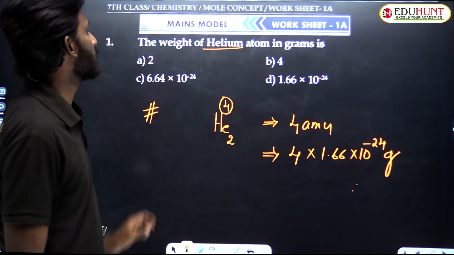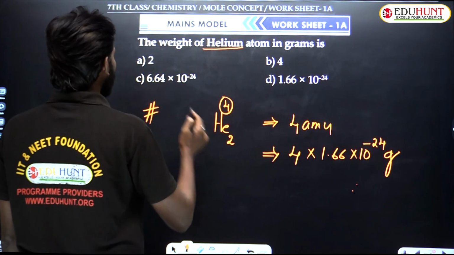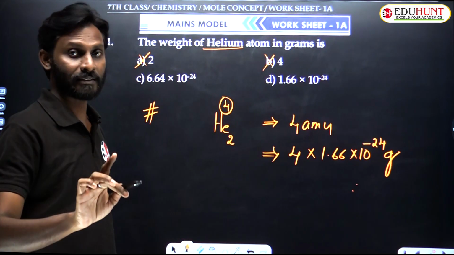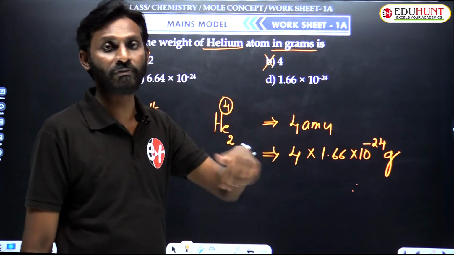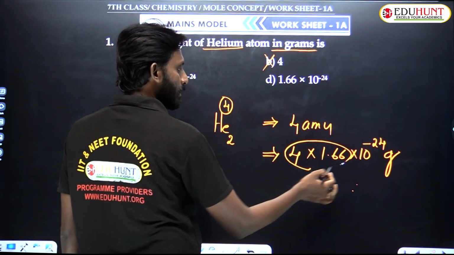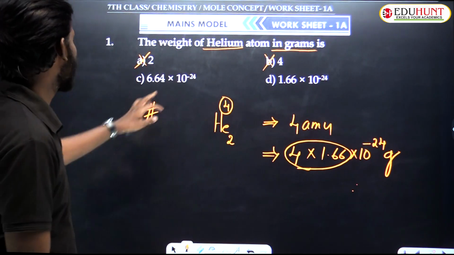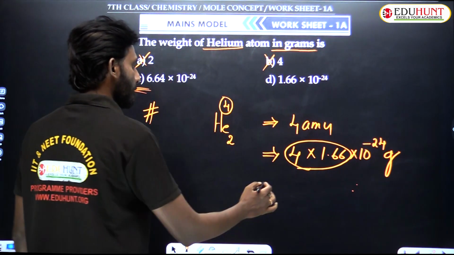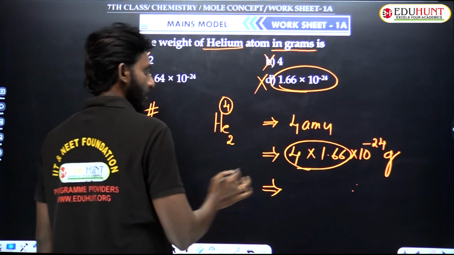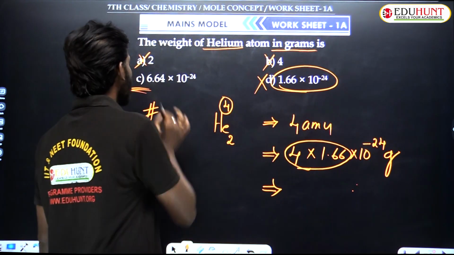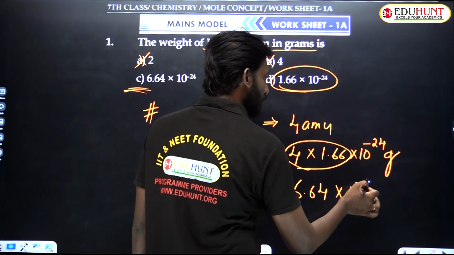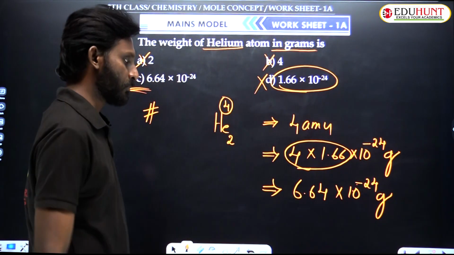The weight of helium atom in grams is, so not 2, not 4. 4 is the atomic mass in AMU, but in the question we have been asked to give the answer in grams. So multiply this. If you multiply 4 into 1.66, then you are going to get the answer. This is the mass of 1 AMU, so this is not our answer. This is the answer: 4 into 1.66. By multiplying you will get 6.64 into 10 to the power of minus 24 grams. I hope you got this.